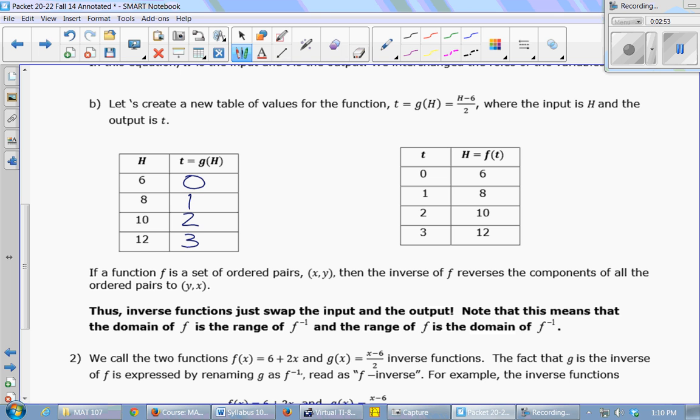Yeah, so how many people were figuring it out by plugging into this formula? Couple. How many people were figuring it out by looking at the table that we had before? A few. Okay, good. So you can do it either way.